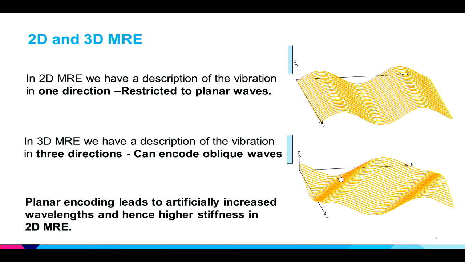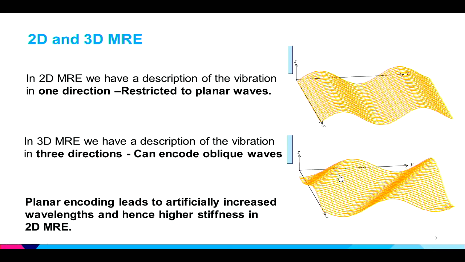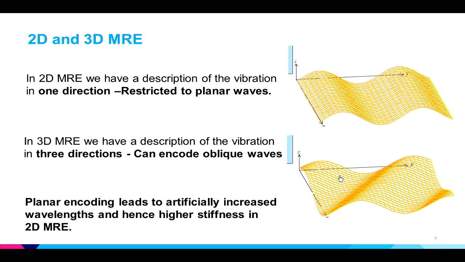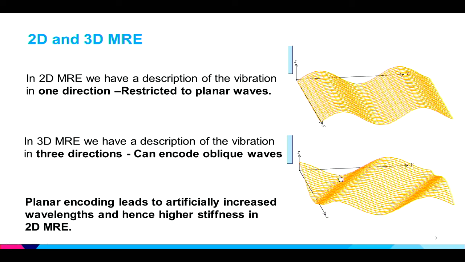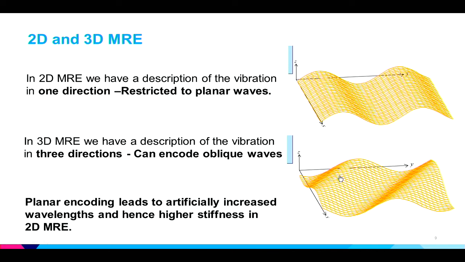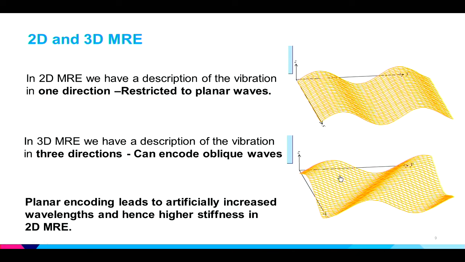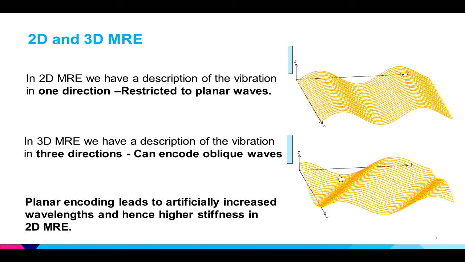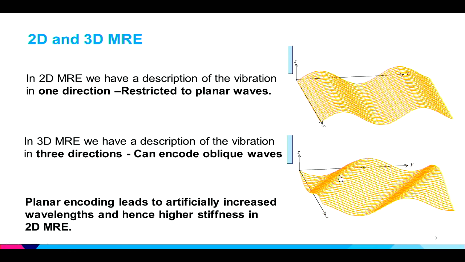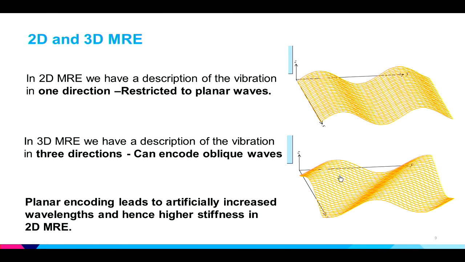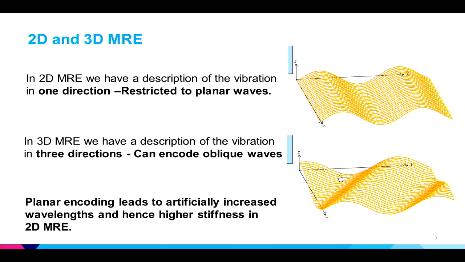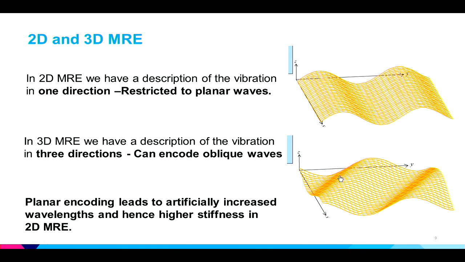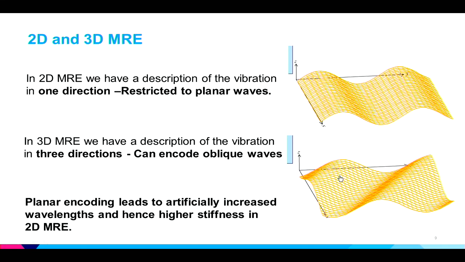So if you're only encoding waves in one motion, you're obviously not going to get an accurate description of this wave, which is traveling obliquely. So what 3D MRE does is, instead of just encoding this one direction, it changes that motion encoding gradient that you saw in the sequence diagram in the X, Y, and Z direction, and from that we get a 3D representation.